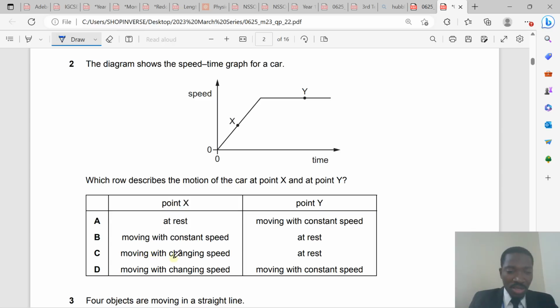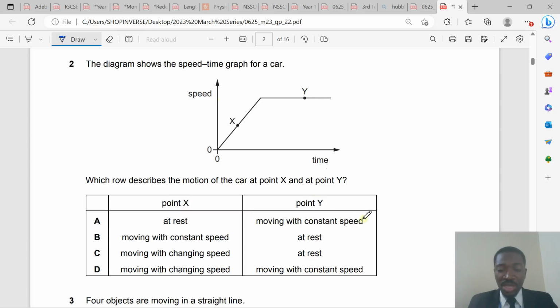Okay, so this statement here is correct. Here, moving with constant speed is wrong. So C is correct for X. D is also correct for X. It's moving with changing speed. What about Y? You see that this flat line here, where Y is, it shows that this place has uniform speed or constant speed. The speed is not changing. So Y is uniform speed.